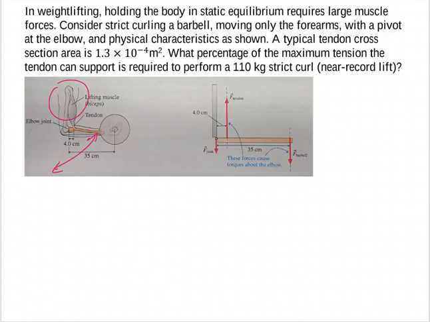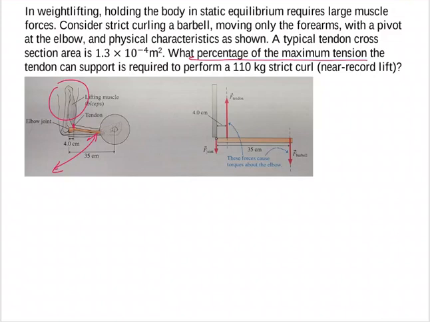A typical tendon cross-section area is 1.3 times 10 to the negative fourth meters squared. What percentage of the maximum tension the tendon can support is required to perform a 110 kilogram strict curl, which is a near record lift? 110 kilograms, that's like 200 pounds. Quite a bit, right? So the question is, what percentage of the maximum tension can your tendon, sitting right here, hold? That would depend on the length of your arm, wouldn't it?